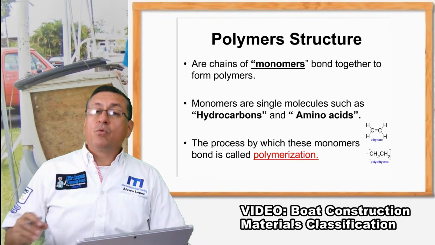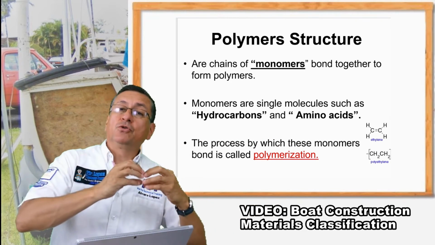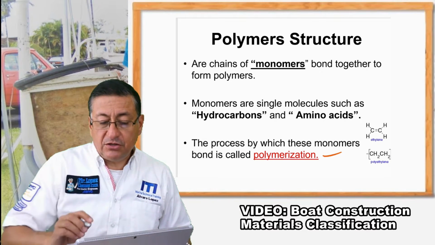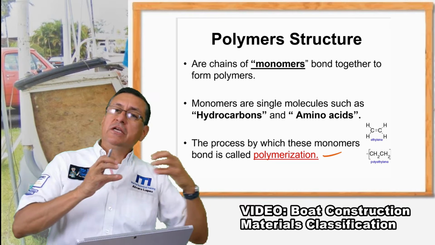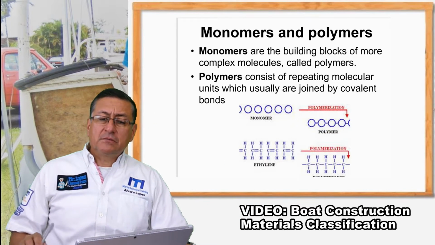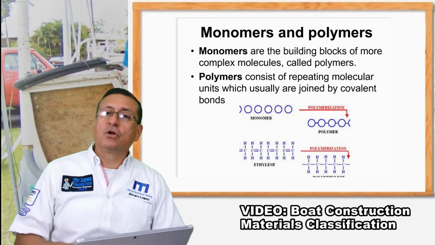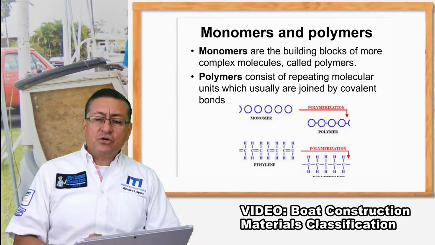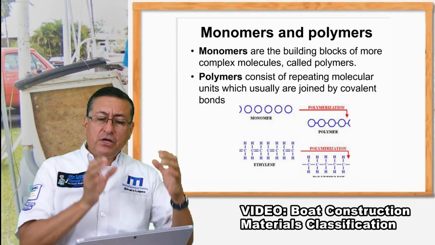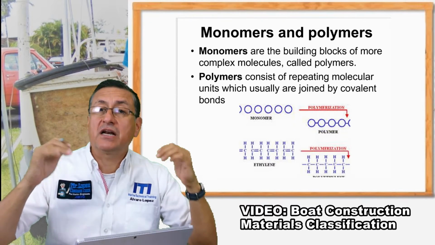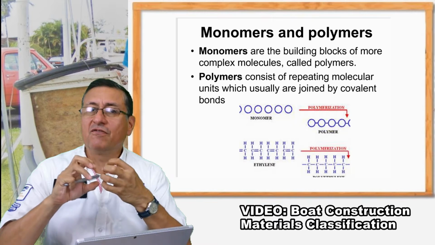The process when you connect different monomers to produce the polymer is polymerization. Polymerization is the procedure to connect monomers in a chain. Monomers are the building blocks of more complex molecules or polymers. Polymers consist of repeating molecular structures usually joined by covalent bonds.